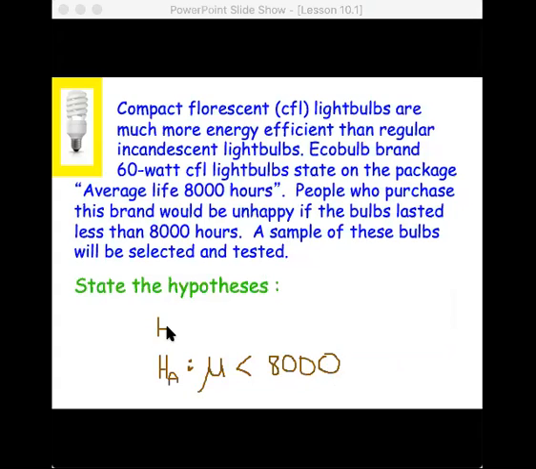which means my null hypothesis is exactly the same except with the equal sign. All right. And that is it. Okay. Questions before I have you guys try the last one on your own?